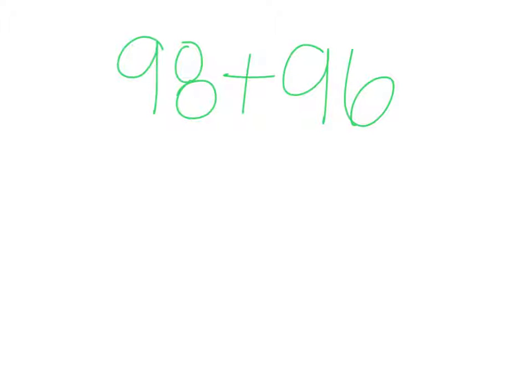Here is our first problem, 98 plus 96. Think about which strategy would be most reasonable for you to use to solve this problem. Hit the pause button, solve it, and then hit the play button to see which method I chose to use. Remember, we don't have to agree, we just have to be able to explain our own thinking.